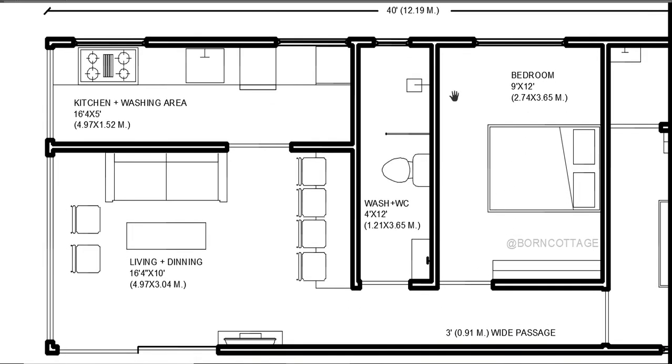On the right side we have bedroom number 1 here. The size of this bedroom is 9 feet into 12 feet, in meters 2.74 into 3.65 meters. You can see here the bed arrangement, wardrobe arrangement, and also we have a large size window for ventilation of this room. After that we will go inside.